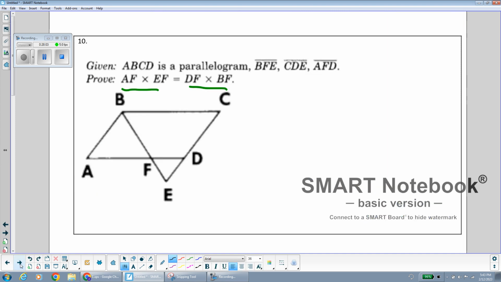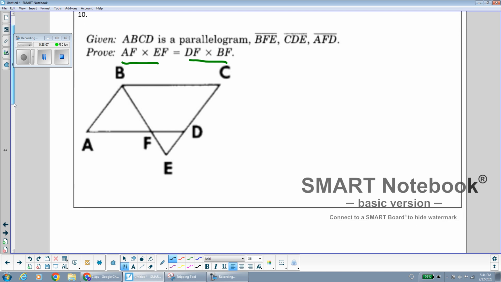Okay, one more proof to go. And this proof is a little bit easier than the last one. So we only have two triangles in the diagram. So those are the two triangles that we're going to be proving similar. And already I see vertical angles. And we know that ABCD is a parallelogram, so that might be helpful to us.